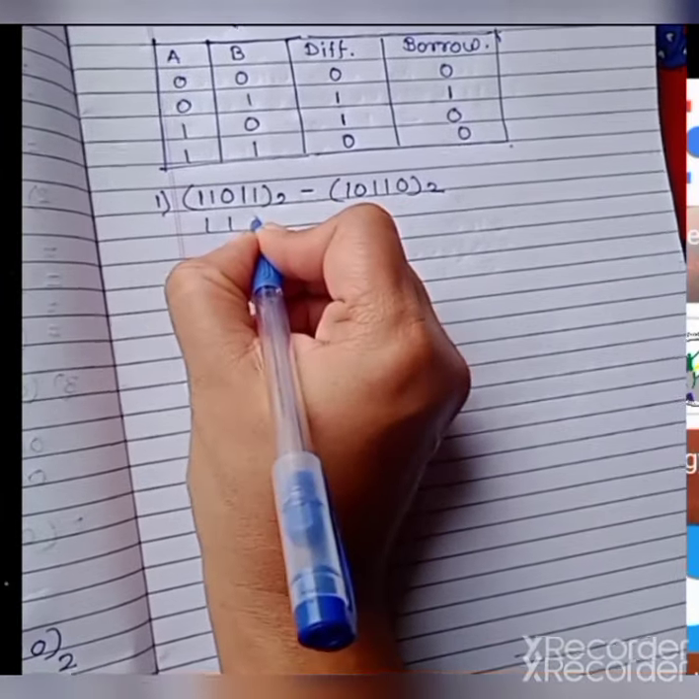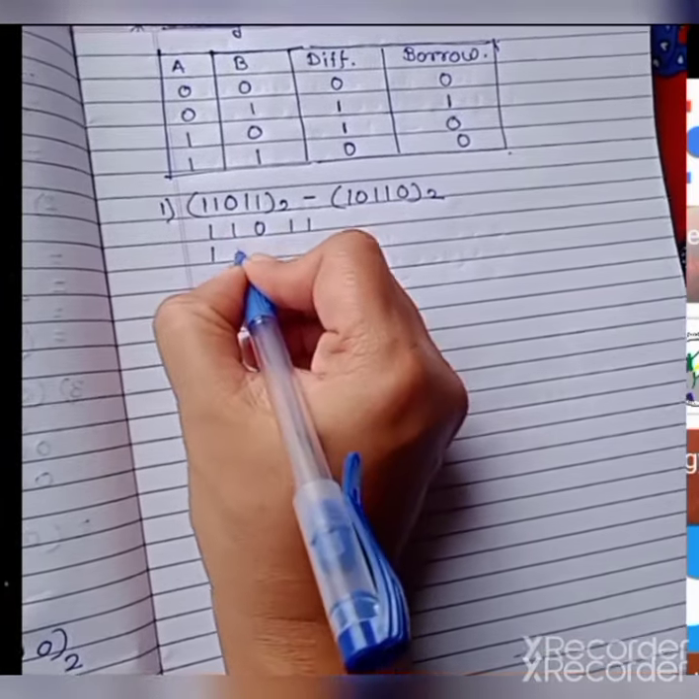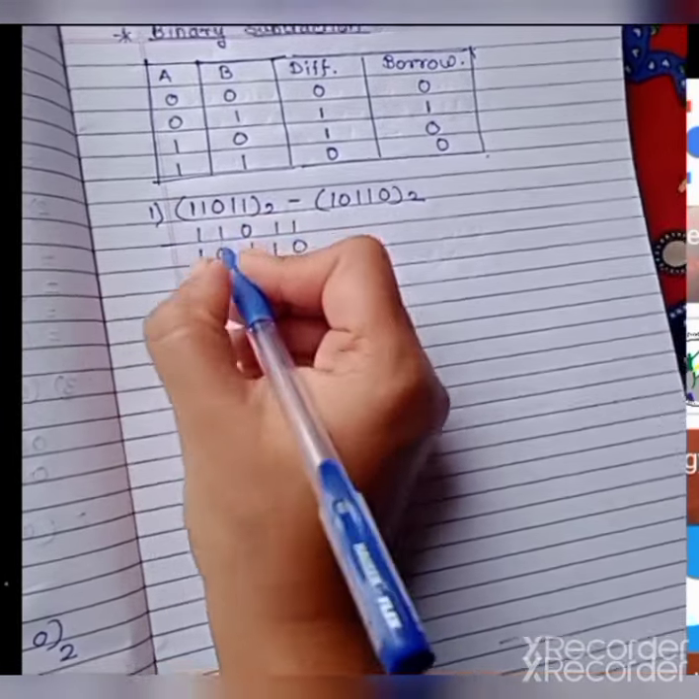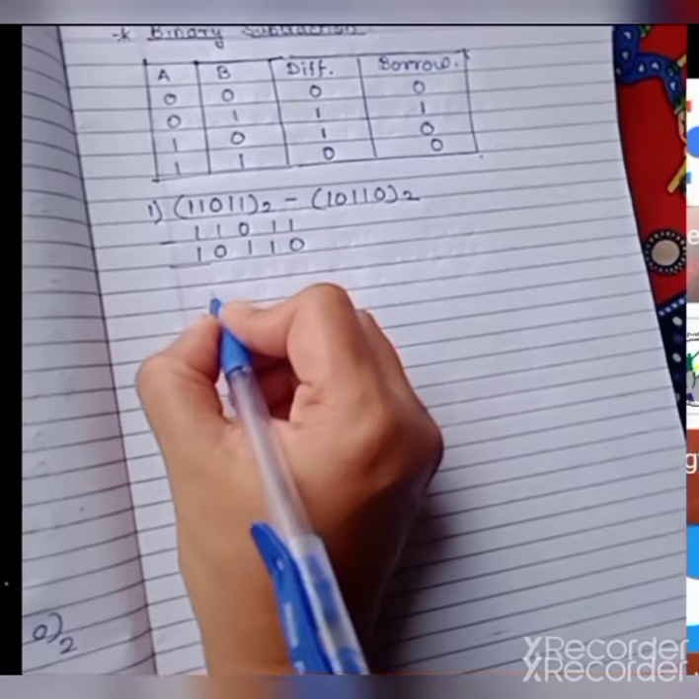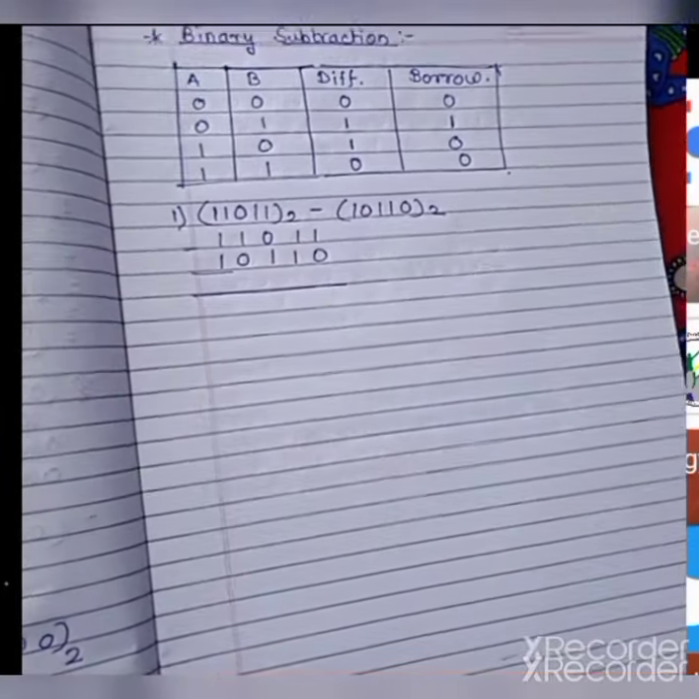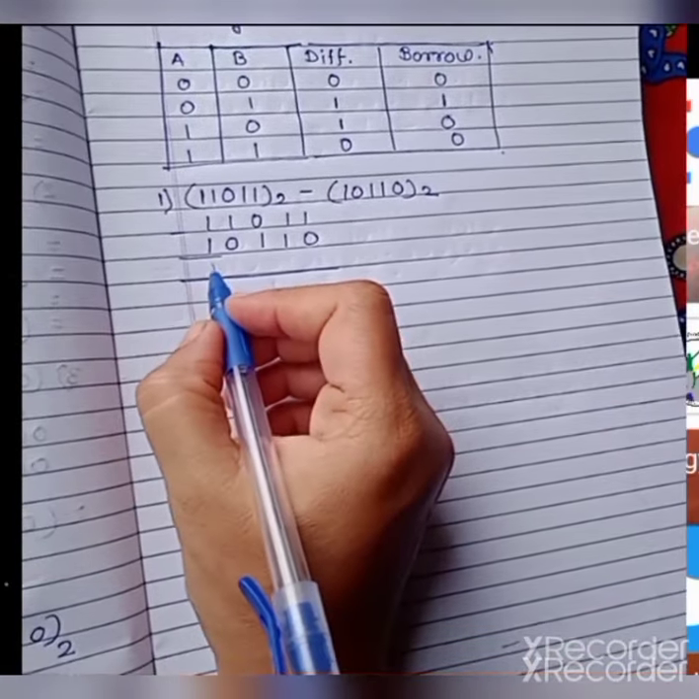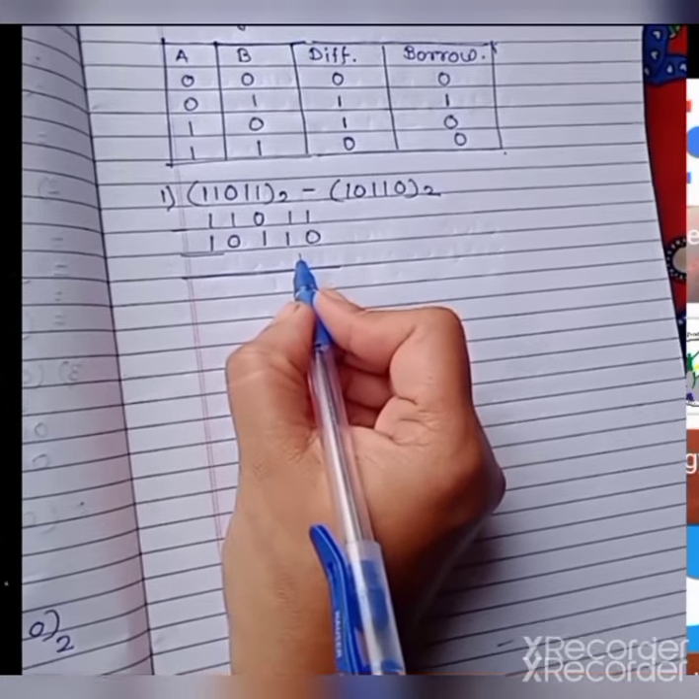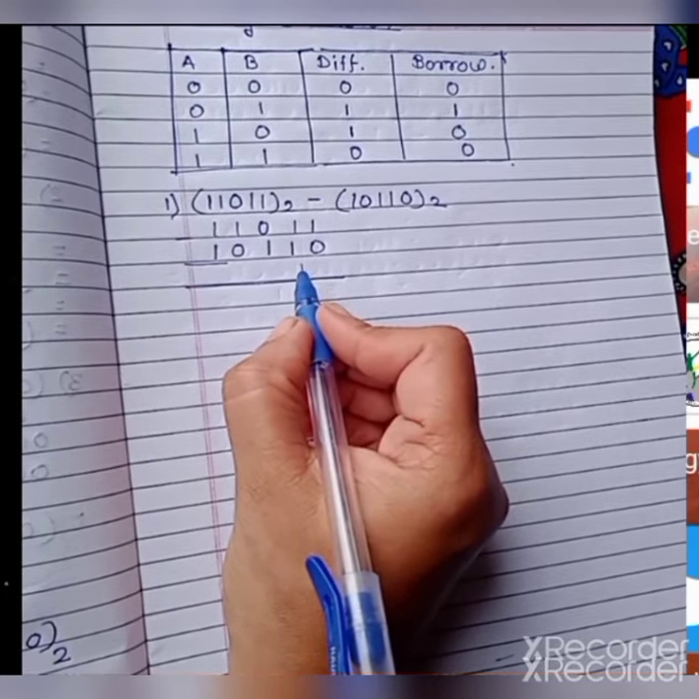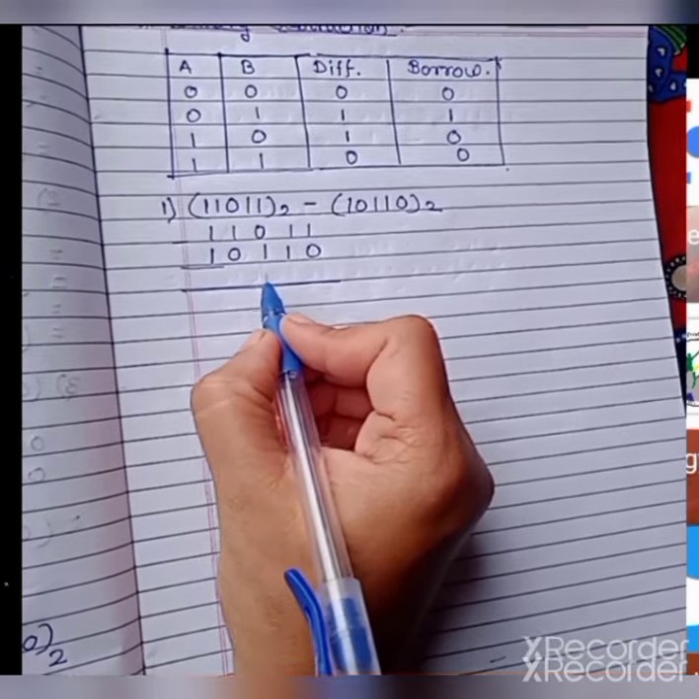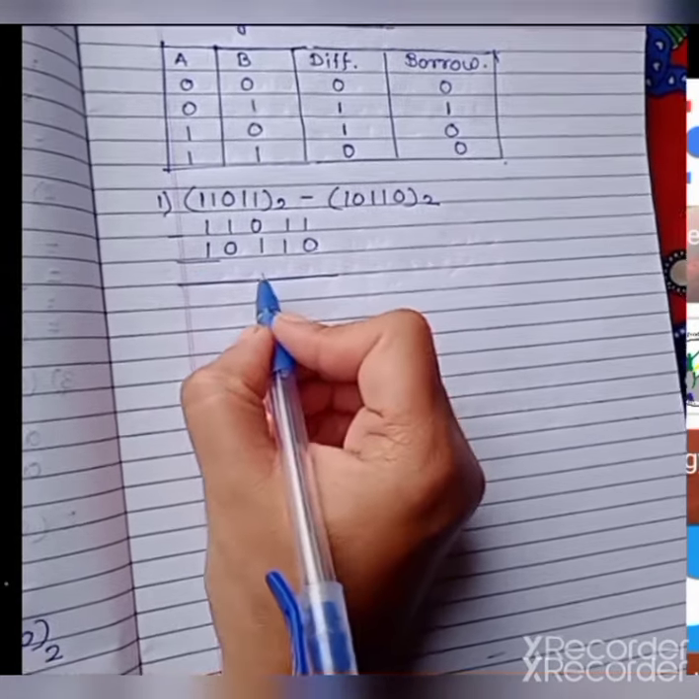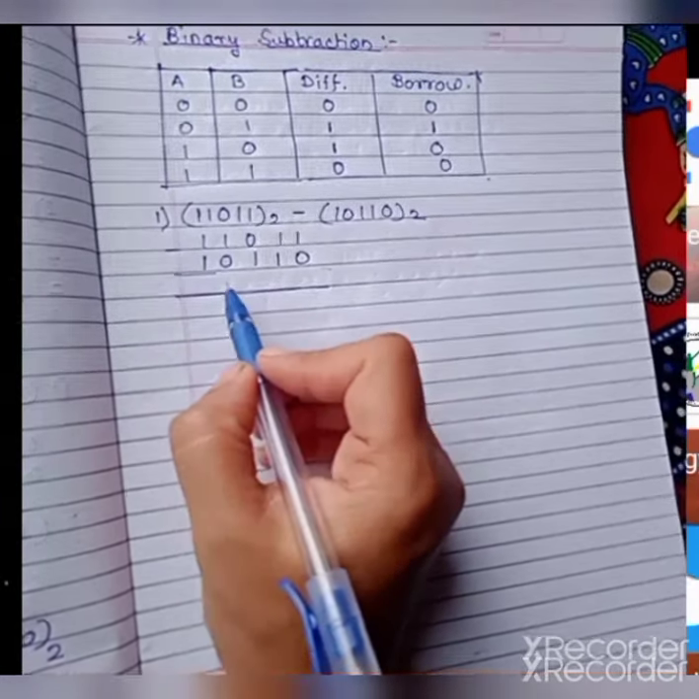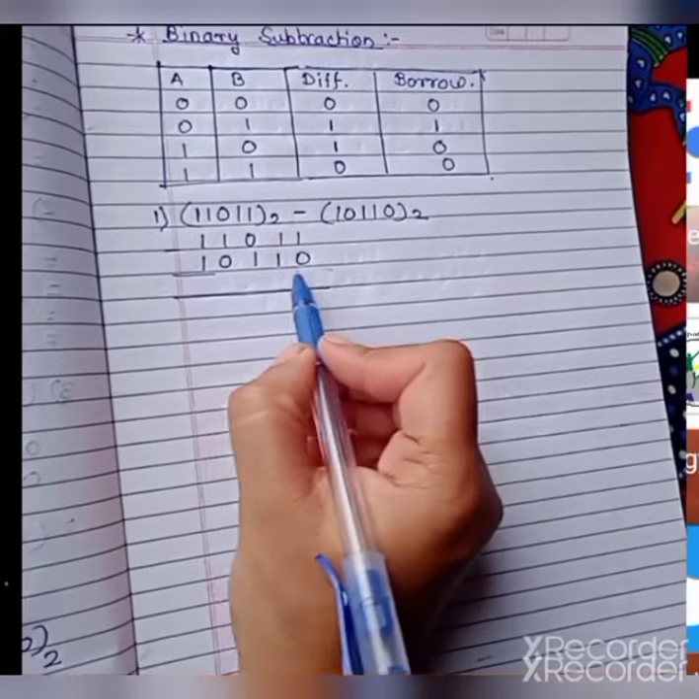So write down first bits, A bit, below that, B bit, put the subtraction sign, leave some space over here, one line space over here, because whatever borrow is generated we will write in this space. So while doing the subtraction always leave some space below this B bit, right?